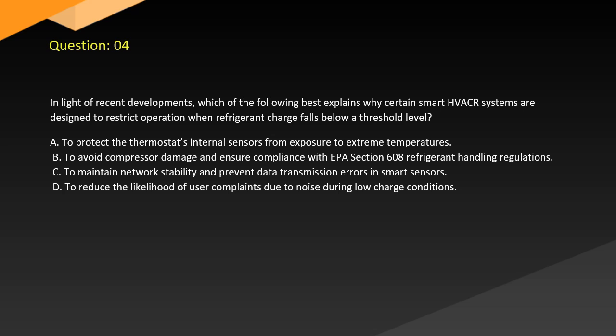Question 4. In light of recent developments, which of the following best explains why certain smart HVACR systems are designed to restrict operation when refrigerant charge falls below a threshold level? A. To protect the thermostat's internal sensors from exposure to extreme temperatures. B. To avoid compressor damage and ensure compliance with EPA Section 608 refrigerant handling regulations. C. To maintain network stability and prevent data transmission errors in smart sensors. D. To reduce the likelihood of user complaints due to noise during low charge conditions.